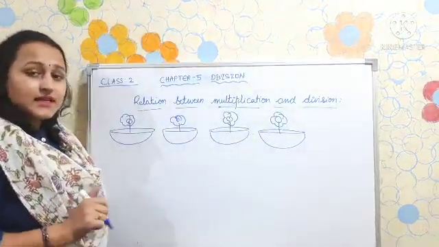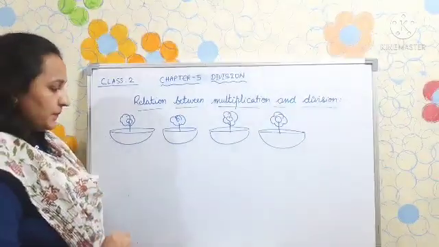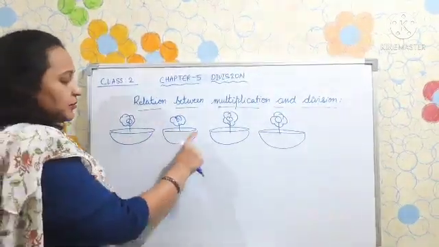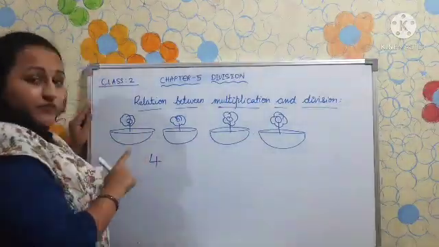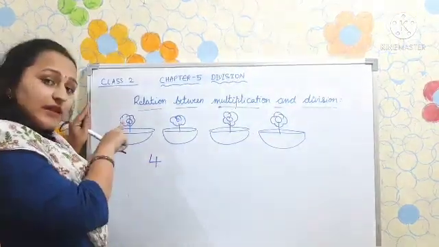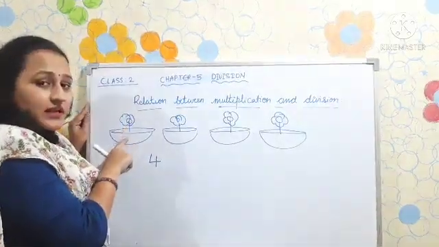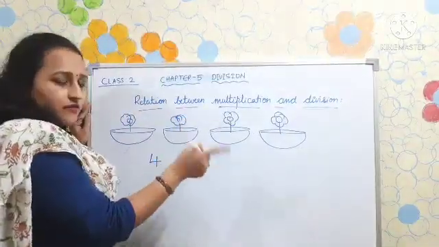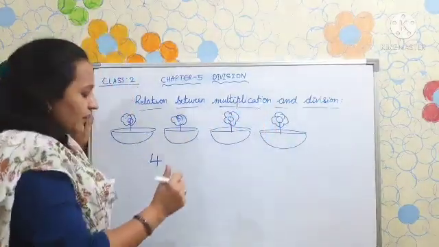Children, now let us take one more example. Here there are so many pots. Shall we count how many pots are there? 1, 2, 3, 4. 4 pots. And we are going to multiply these pots with how many flowers we have in each pot. How many flowers are there in each pot? This pot, 1 flower. This pot, 1 flower. This pot, 1 flower. So this pot, 1 flower.